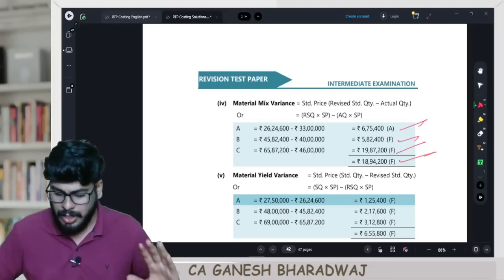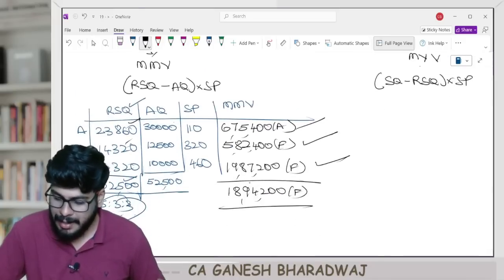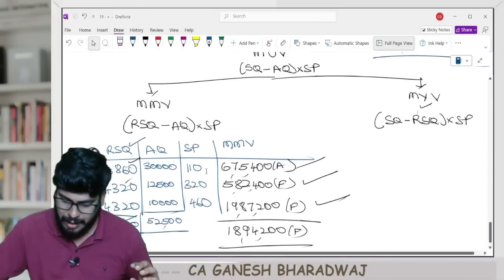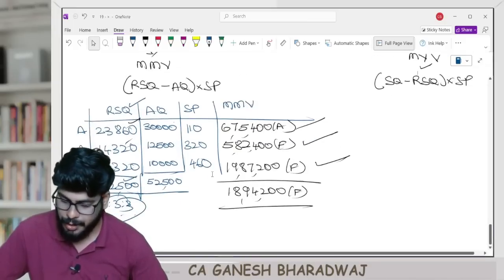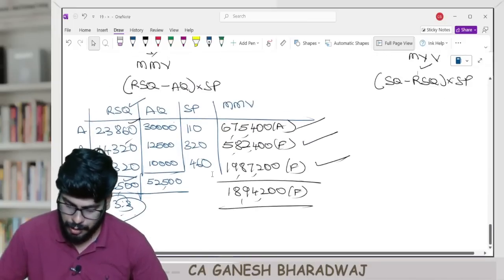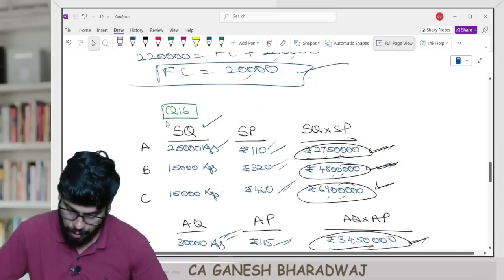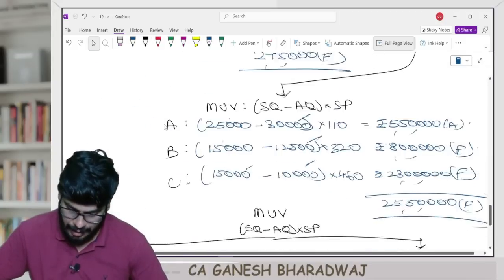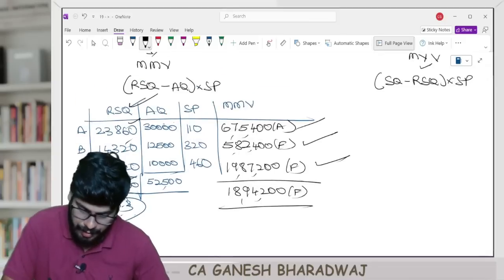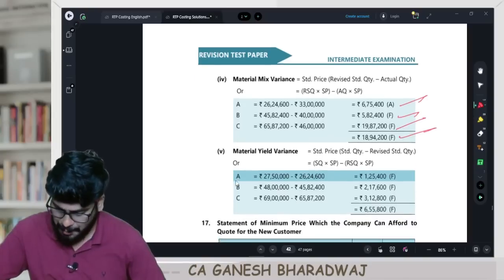So I have also done it in a very similar way. And then obviously the final part, material yield variance, you need to do similarly. So standard quantity minus revised standard quantity into standard price. So here it's going to be the standard quantity. The figures are already there. The standard quantity figures, we already have it here. So this column you need to take minus revised standard quantity. So revised standard quantity we just arrived at, into standard price.